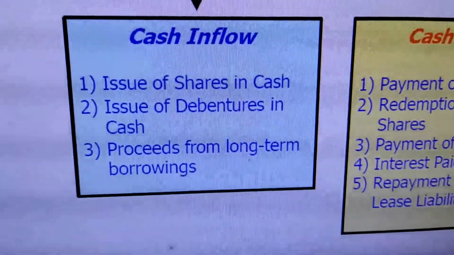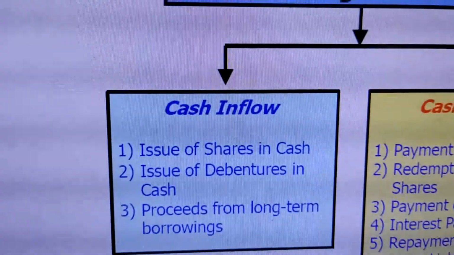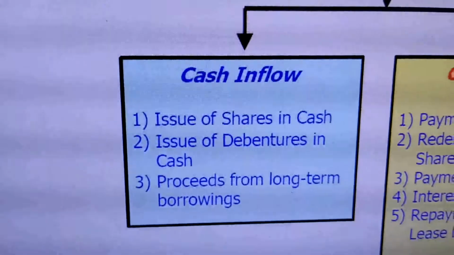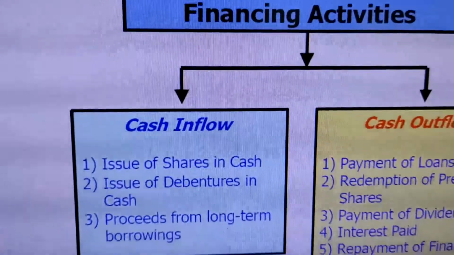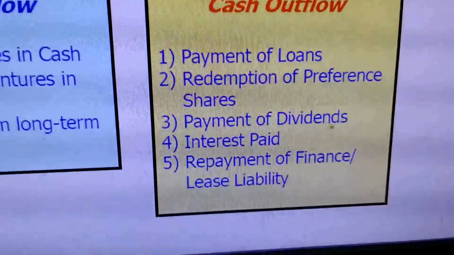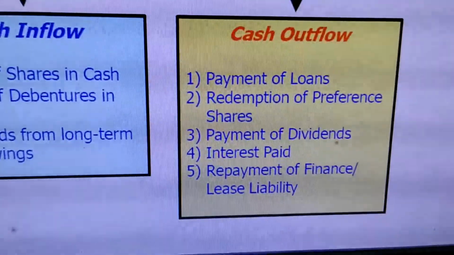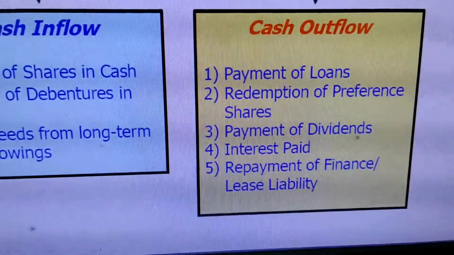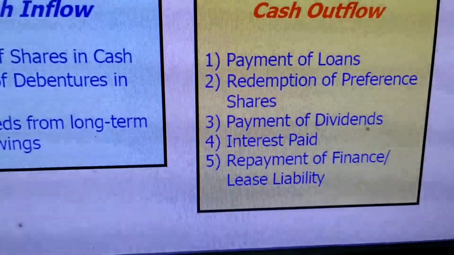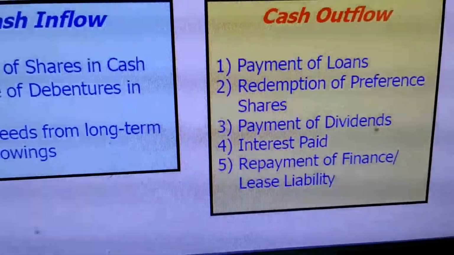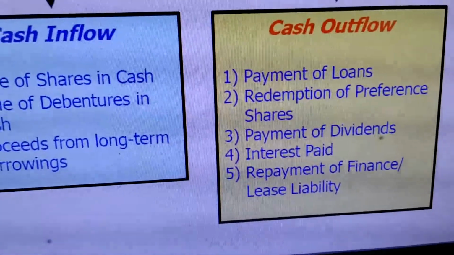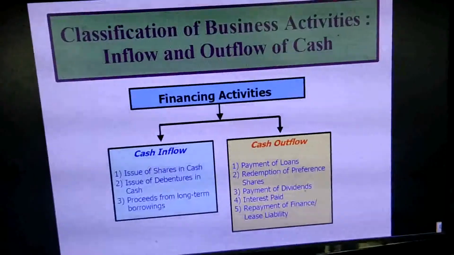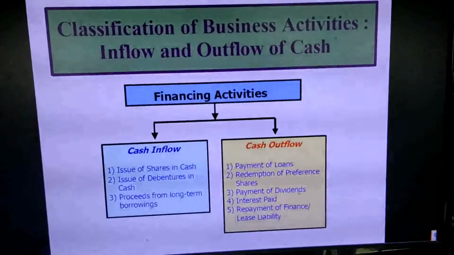Suppose you are going to apply for a bank loan. If you receive money from a bank loan, what will that come under? That will come under cash inflow through financing activity. And cash outflow: payment of loan. Yes, absolutely. If you are getting a loan from the bank, that is inflow. Repayment of a loan to the bank is cash outflow. And payment of dividend, interest paid, repayment of finance and lease liabilities. So these are cash inflows and outflows with the help of financing activity.